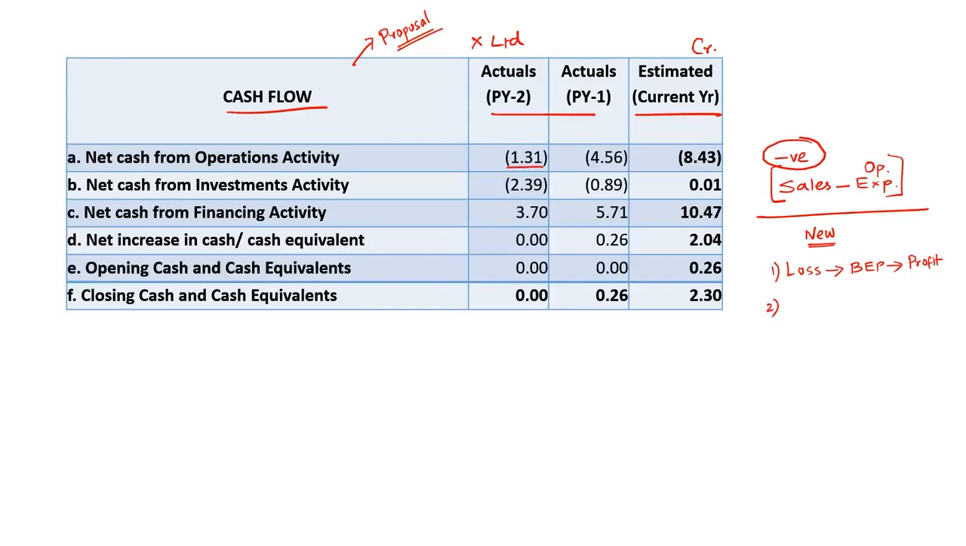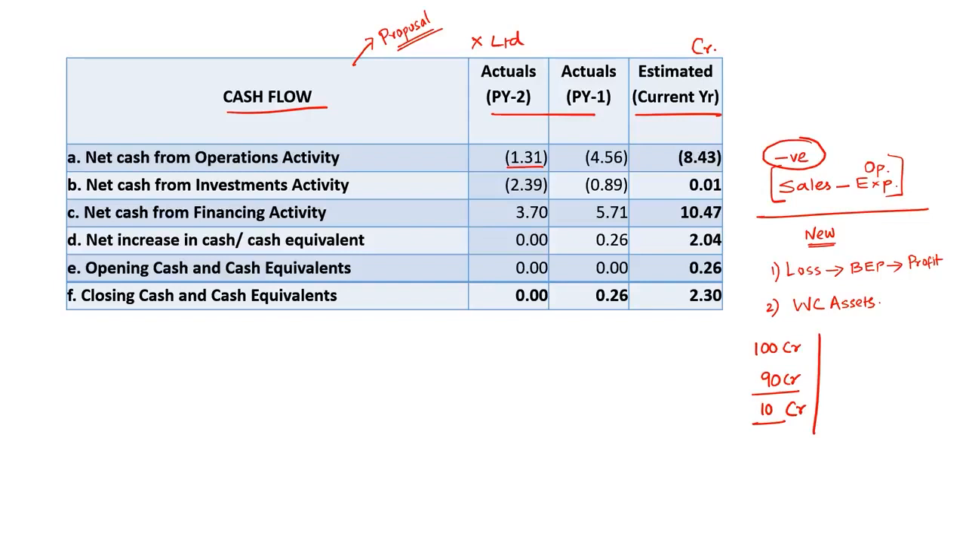Number 2, the companies which have substantial investment in working capital assets, they will also have negative cash flow from operations. Let's say, for example, sales made by the company is 100 crore. Expenses incurred by the company is 90 crore. Profit what they have made is 10 crore. But if you look at their cash flow position, you will conclude or you will see that they have not generated cash of 100 crore.